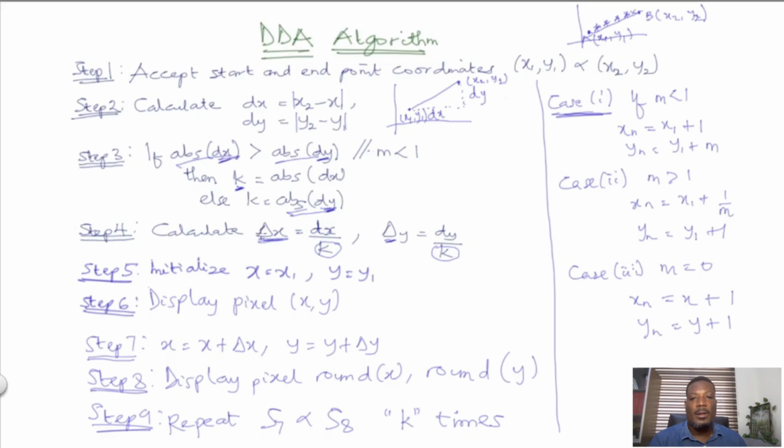Now moving on to the next step, which is step 5. We then initialize the value of the new floating coordinates. This is the new coordinate for x. So the x value, which is the starting point, is now going to be the new floating point x coordinate, which is x1, and that of y will also be equal to this one.